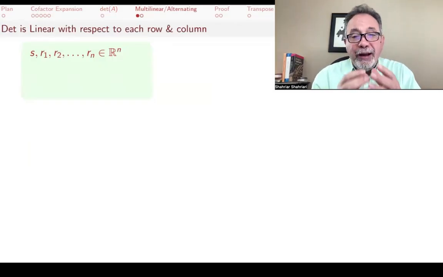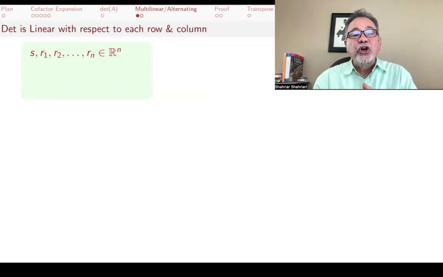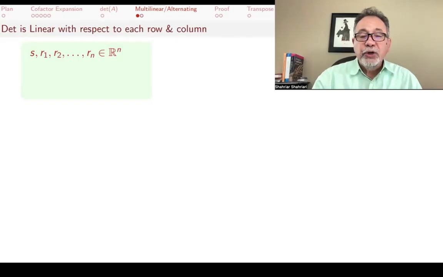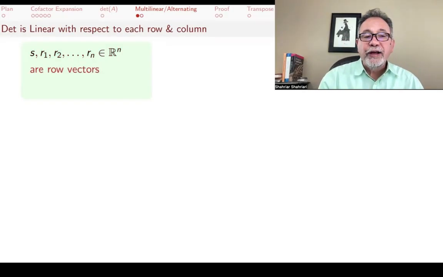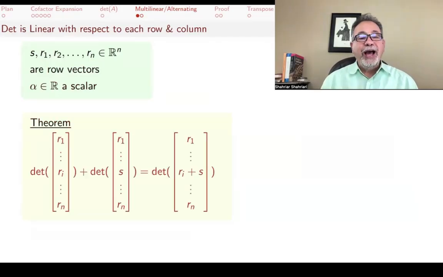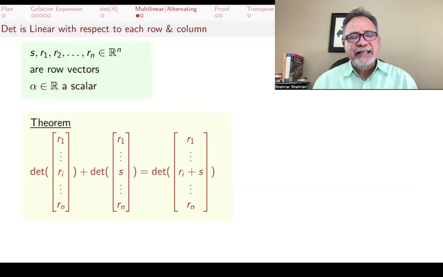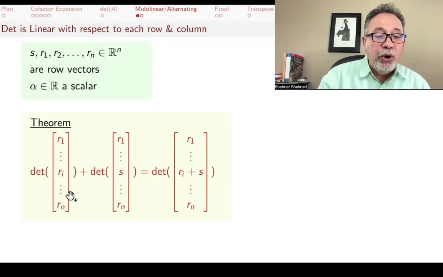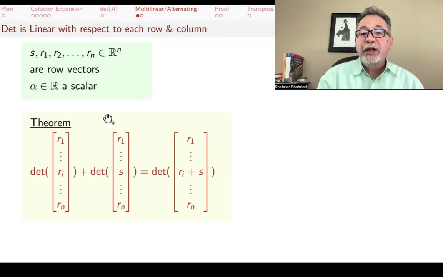The most important property of determinants is that they are multilinear, or linear with respect to each row and column. What does that mean? If you have a whole bunch of row vectors, R1 through Rn, so this is n rows, and alpha is a scalar, then here's a theorem that I proved in a previous video. If you have two matrices and they're basically the same, they have the same rows except for possibly one row. This one row, the ith row, is different in these two, but everywhere else they're the same.